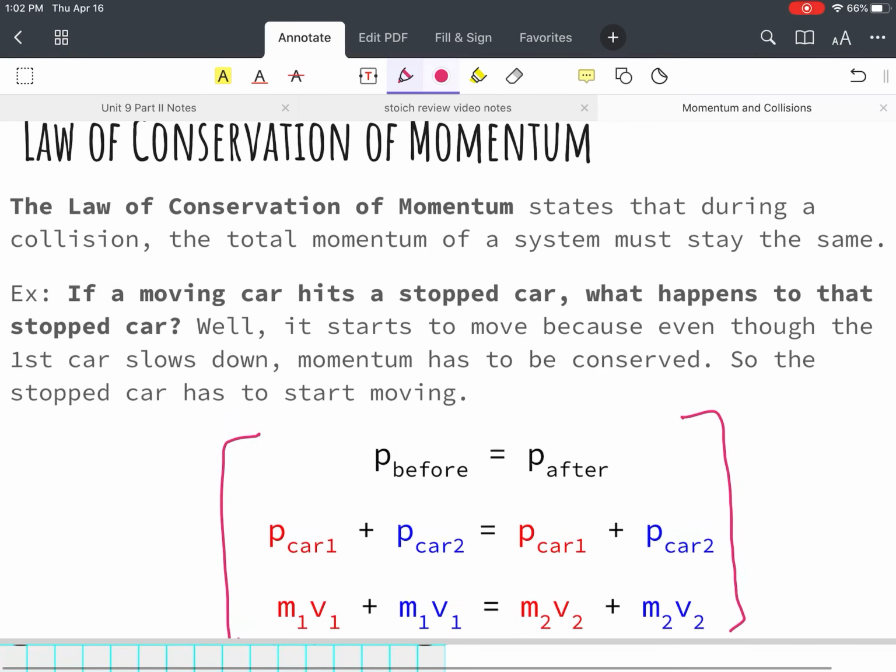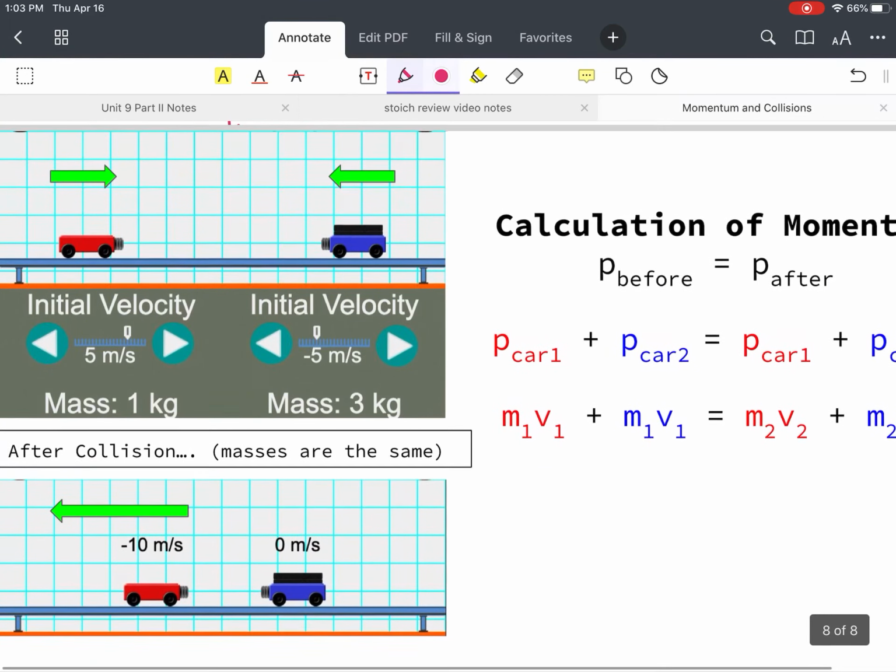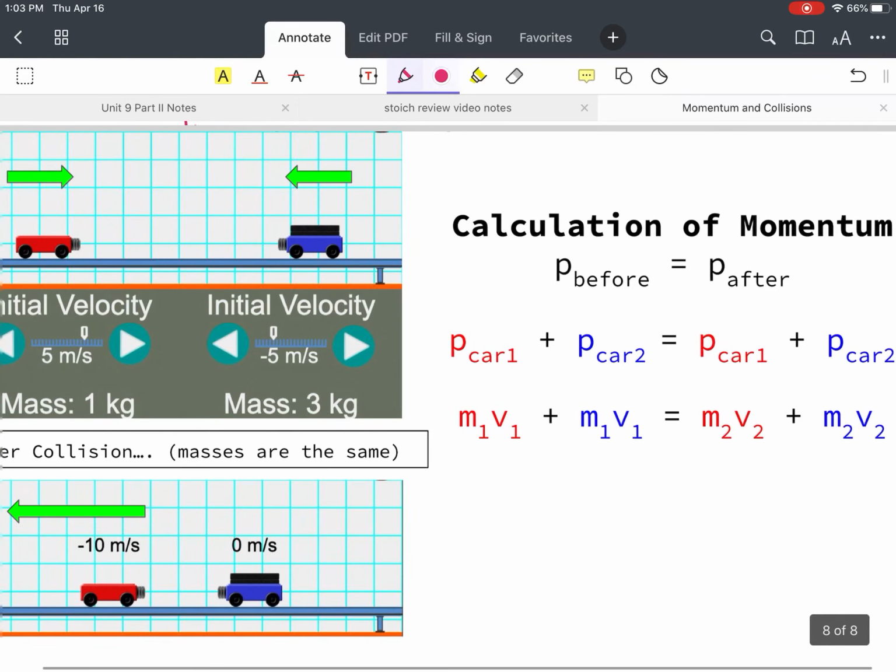So we're going to use this equation here with a little scenario. All that my conservation of momentum law is saying is that whatever momentum I have before my collision, I'm going to have that same momentum after, even though it might be in different cars. Okay. So let's look at the example that we have right here.